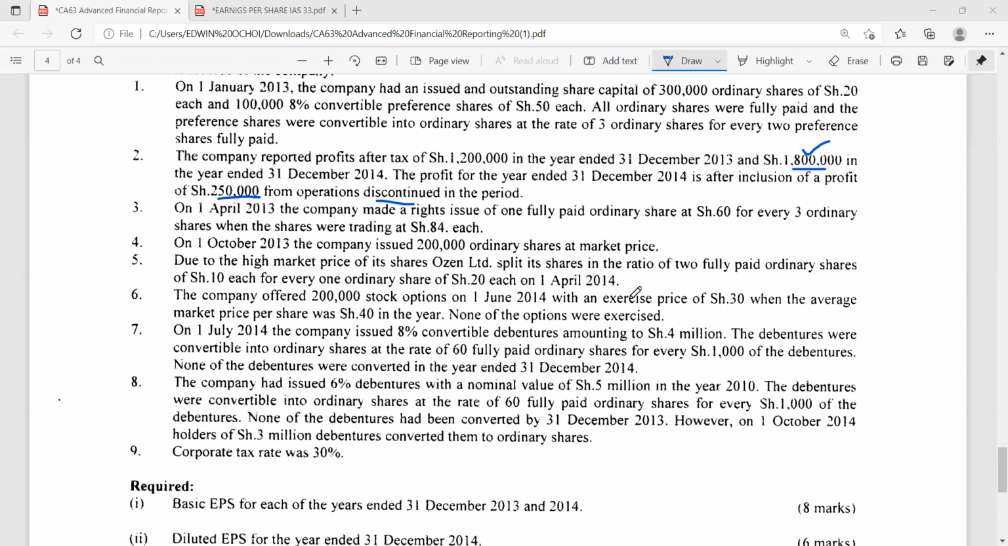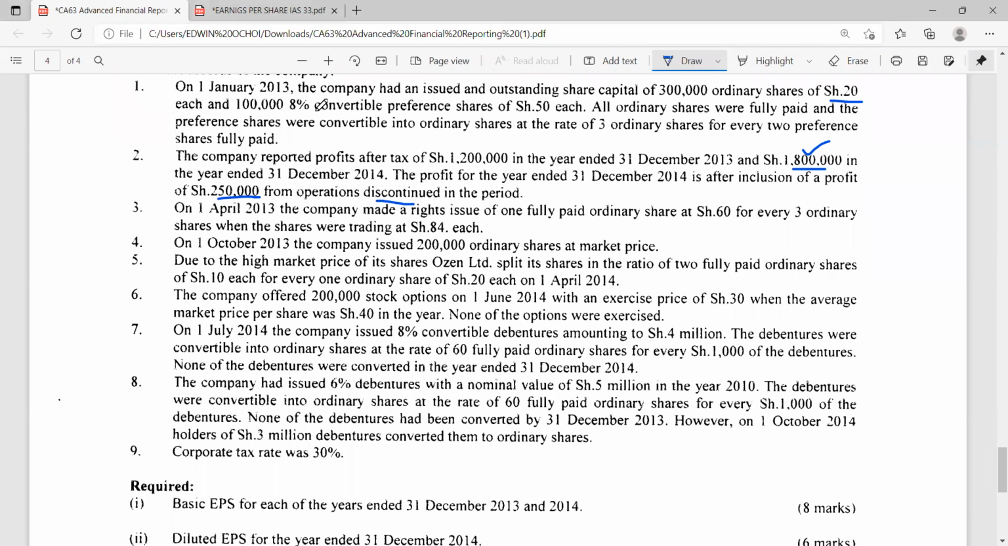issue. So the company had an issued and outstanding share capital of 300,000 ordinary shares of shillings 20. This is ordinary. And 100,000, 8% convertible preference shares of shillings 50 each.